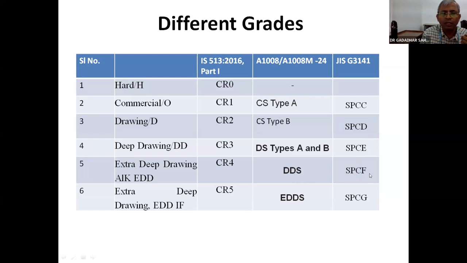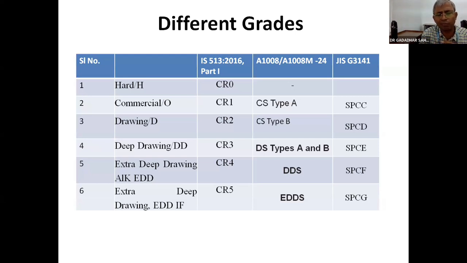Basically our plant is able to produce up to CR4, not CR5, because, as I told, there are some production limitations depending on the facilities available here. To produce CR5 grades, we need to have very low carbon at the steelmaking stage, and for that we need to have RH-OB facilities.